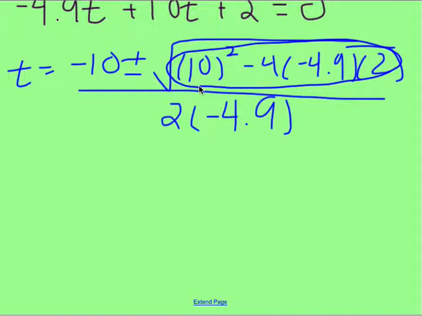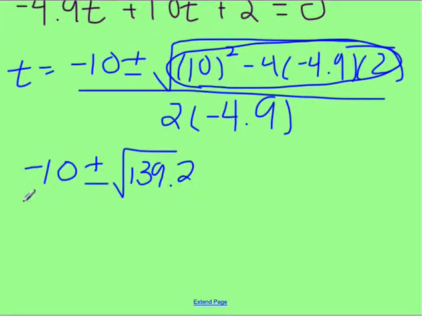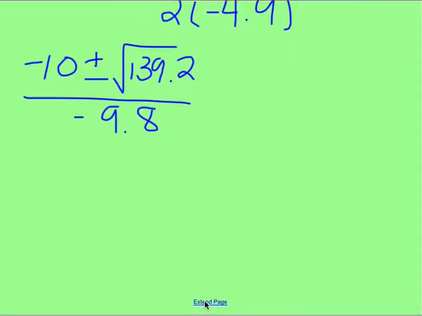And when I type that in, I end up getting negative 10, and again I'm going to keep that square root in there for now, and I get 139.2. And then we're going to divide that by a negative 9.8. So now I want to go ahead and create my two different versions.